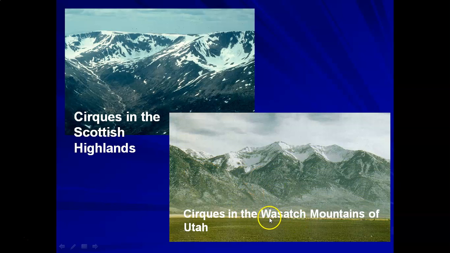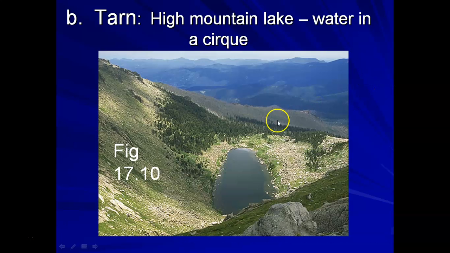Here's an example of the Wasatch Mountains in Utah, and here there are 3 scooped out cirques. Now the Scottish Highlands were glaciated, and so the cirques, due to different geology, take on different appearances. But here's another beautiful example of the 3 cirques here. And so another French term is a tarn. It's nothing more than a high mountain lake, just the water that has accumulated in that cirque depression.